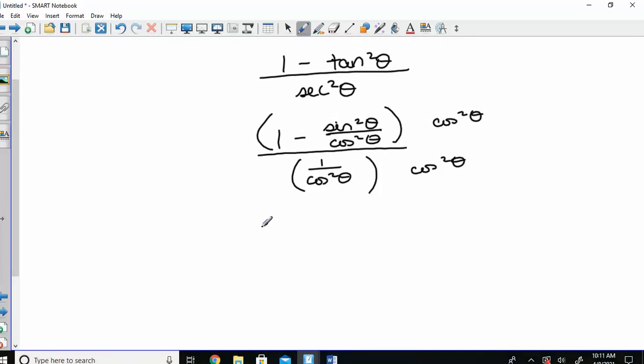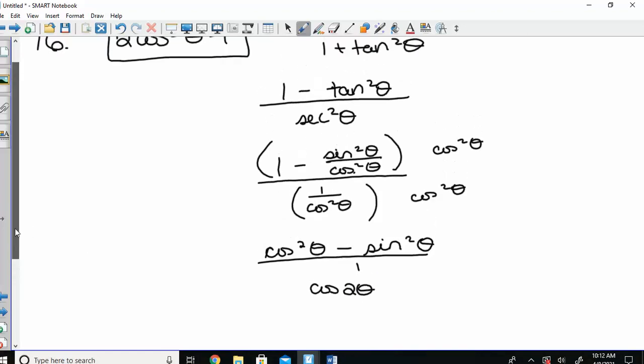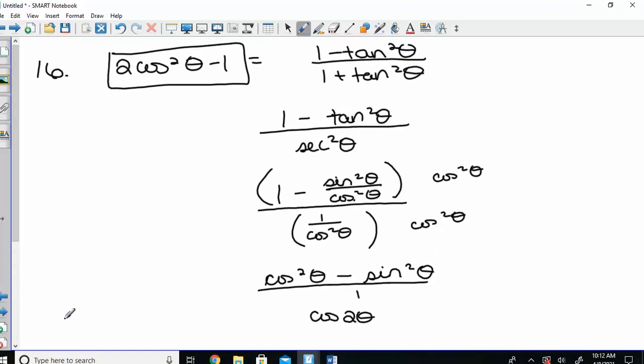So if I distribute that, I get cosine squared theta minus sine squared over cosine squared times cosine squared. So those cosines drop. And the bottom just turns into a 1. So that's cosine squared theta minus sine squared theta. That's cosine 2 theta. Look at where we're going. Do you see how to get there?